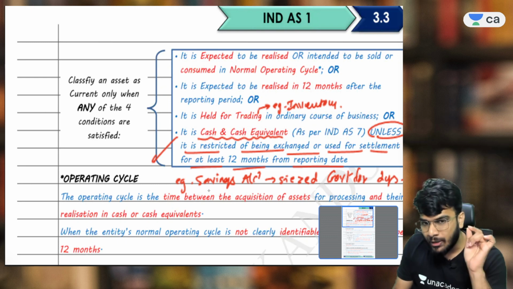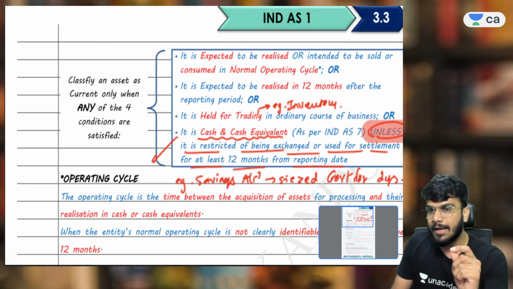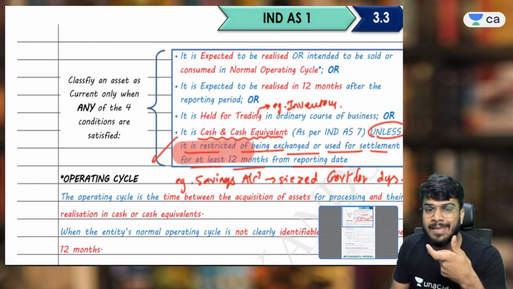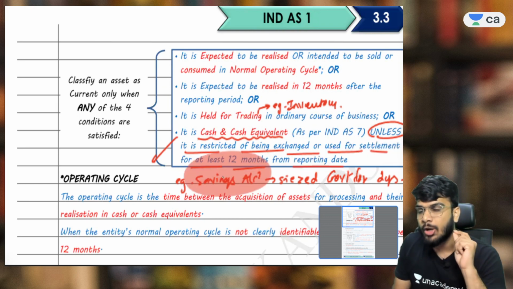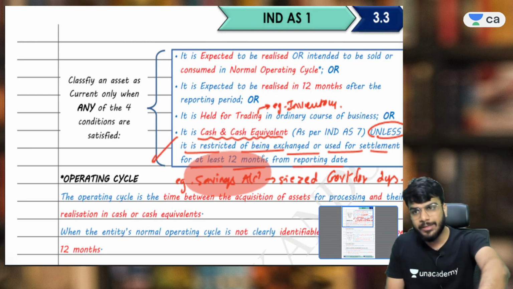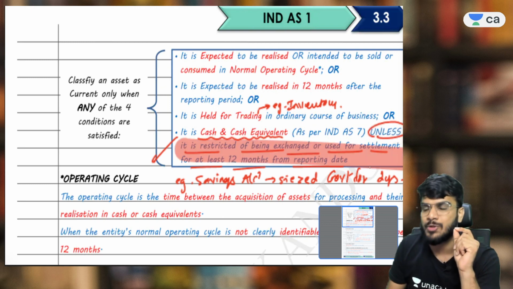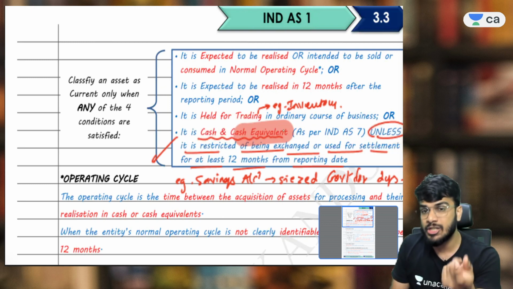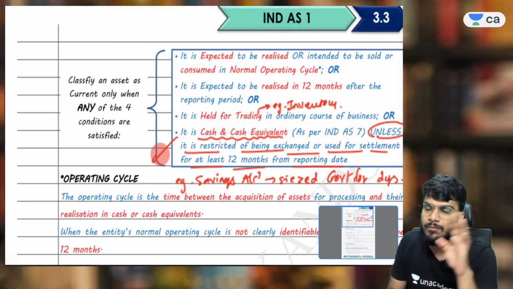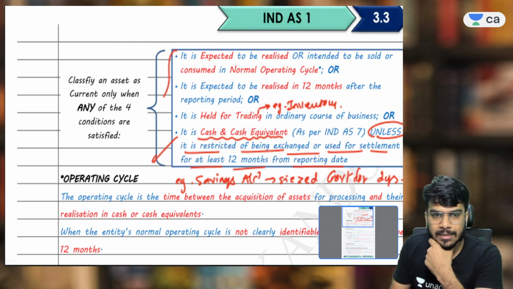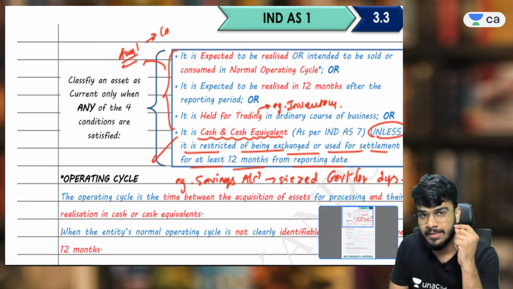So can we say that I cannot withdraw any money from this savings bank account for at least 2 years, right? So they are trying to say, if there is any restriction on a cash and cash equivalent for at least 12 months from the end of reporting period, that means if you cannot use this money for at least 12 months from the end of reporting period, then it will not be classified as current. That means this is an exception. That is why it says if it is cash and cash equivalent, then it is current, unless, that means there is an exception. If this exception is met, it won't be classified as current, right? So these are the 4 points which you need to remember. If any one condition is met, you will classify the asset as current.